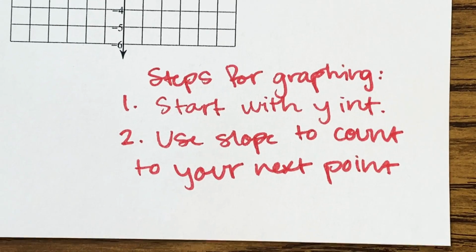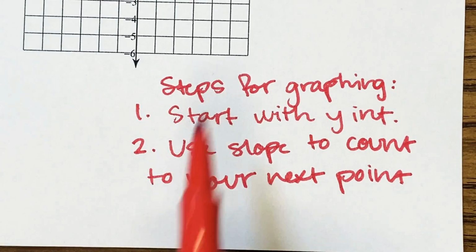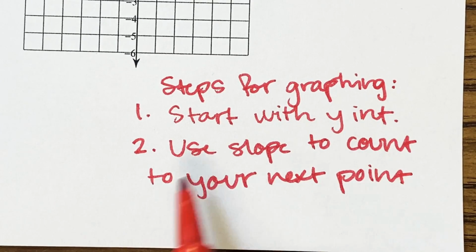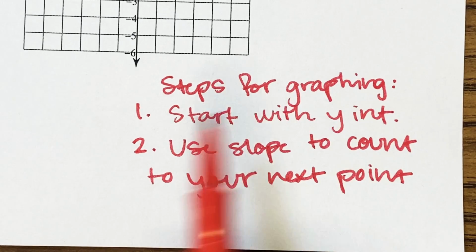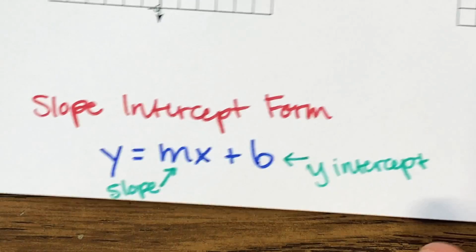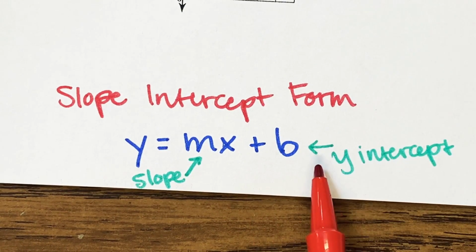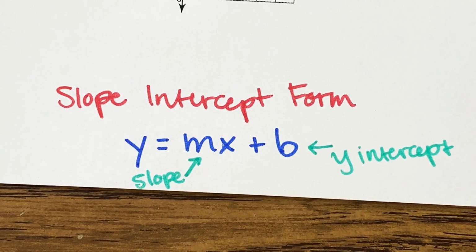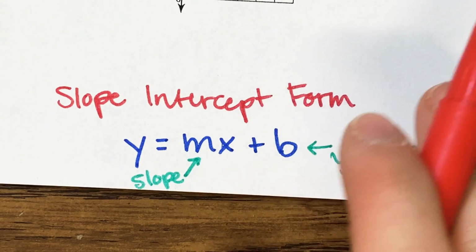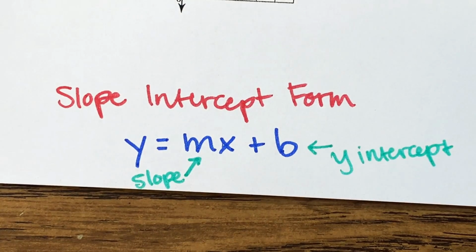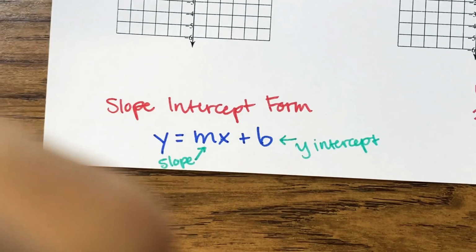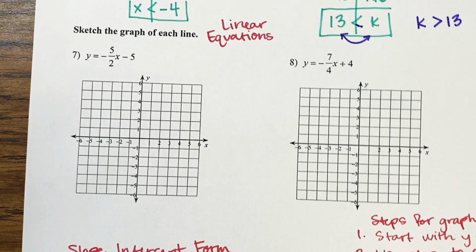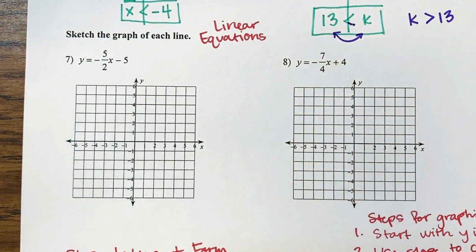So our steps for graphing are starting with our Y-intercept, that's our starting point, and then we're going to use our slope to count to our next point, which is awesome because in slope-intercept form, it tells us everything we need to know. Our Y-intercept is our starting point, our slope is how we count to our next point. Let's zoom out a little bit and look at number 7.